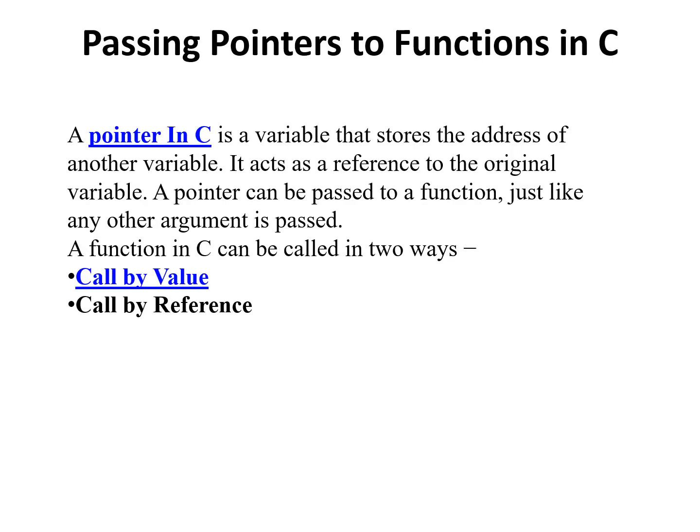And then we discuss passing pointers to functions in C. A pointer in C is a variable that stores the address of another variable. It acts as a reference to the original variable. A pointer can be passed to a function just like any other argument. Functions can be called in two ways: call by value and call by reference.